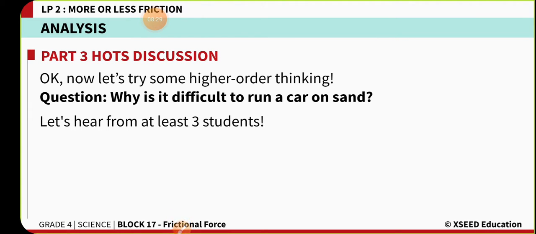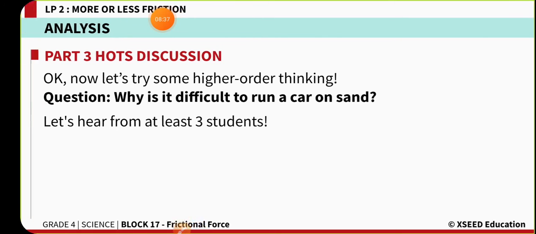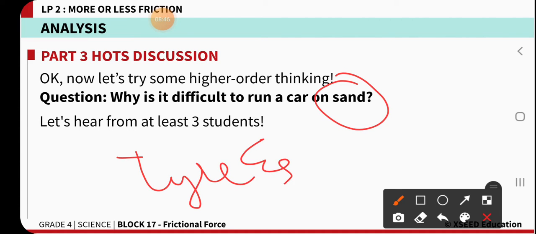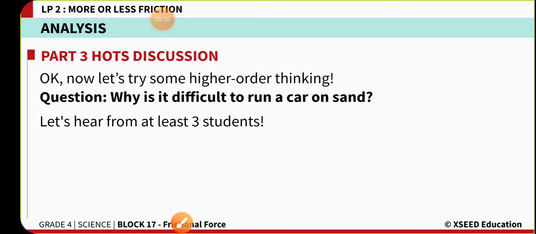Is it difficult to run a car on sand? Definitely, it's very difficult to run a car on sand because sand is very rough in nature. The car tires have irregularities, and the sand itself is rough, with too many irregularities. The frictional force is maximum in this case, so we cannot move a car in the sand.